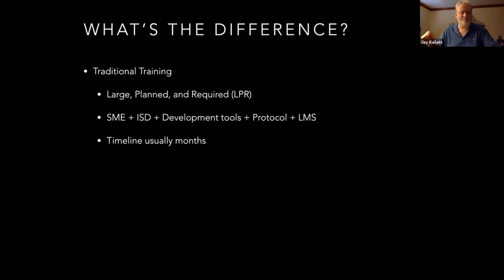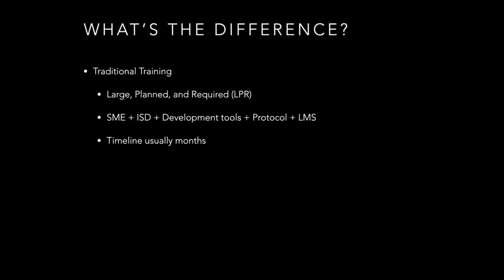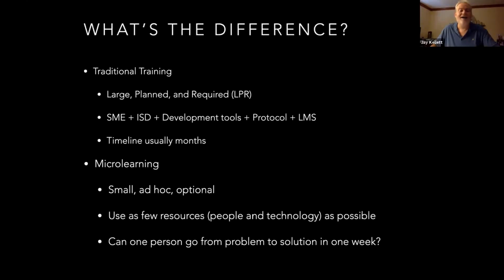I mean, job security is awesome. Three month projects are great. But there can be another way to go about it. Microlearning: small, ad hoc, optional. That is how I think of it, as opposed to large, planned, and required. When you get into microlearning, you really want to use as few resources as possible if you can, if this is the type of project where the timing is important. Then you want to keep a good pace and get things out quickly.